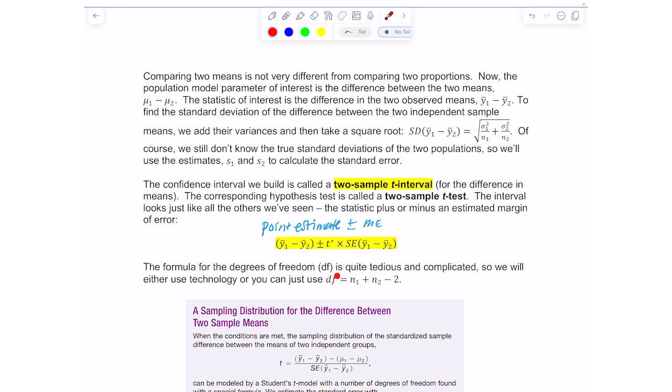Our degrees of freedom are going to change here since we're dealing with two samples. The formula to calculate degrees of freedom is quite complicated, so we're not going to get into all of that. You can always confer with the textbook if you're interested in seeing that formula. You can also use technology to figure out the critical value. We're going to just simply take an estimate. The best way to do that is just to add your two sample sizes and subtract 2. And the 2 represents the two unknown parameters.